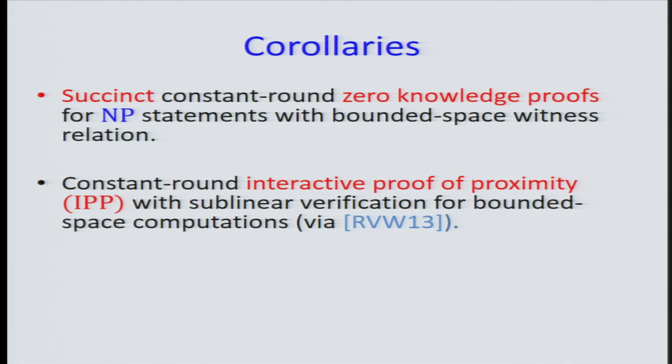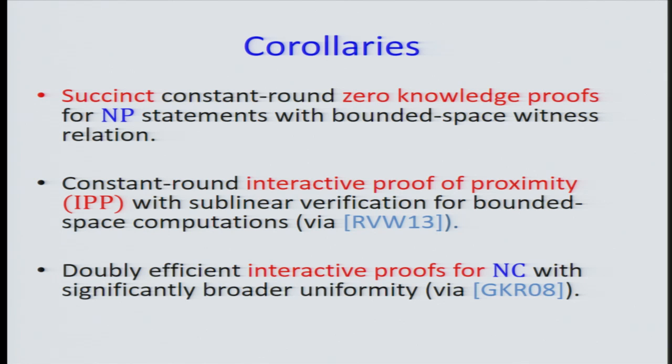A second corollary is obtaining constant round interactive proofs of proximity. I don't want to go into details of this, but these are interactive proofs in which the verifier runs in sublinear time. But the soundness guarantee is weaker than the normal one. The third corollary is, even if you don't care about bounded space computations and you really insist on bounded depth computations, then we can strengthen the GKR result. There they needed log space uniform NC circuits. Using our result, you can extend this to bounded space uniform, so n to the delta uniform NC circuits. So you have more flexibility when using the GKR result.